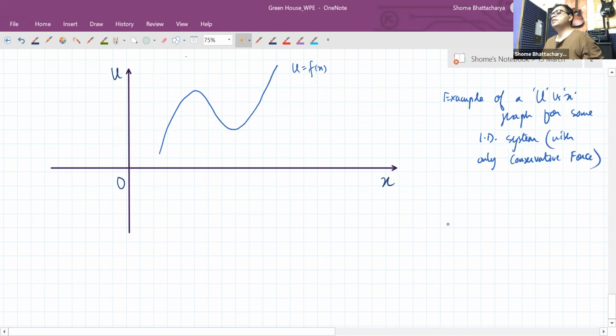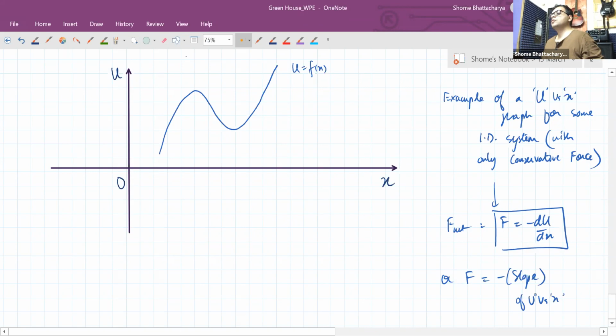Okay. So for such a system, the net force will be minus dU by dx. So the net force is negative of the slope of the graph, the slope of the U versus x graph. So now if you look at this point, x1, you can see the slope at this point is 0. So at x equal to x1, the slope is equal to 0, that means force is 0.